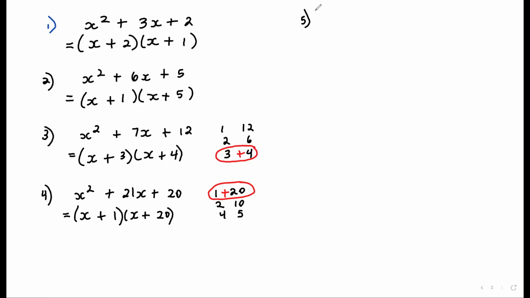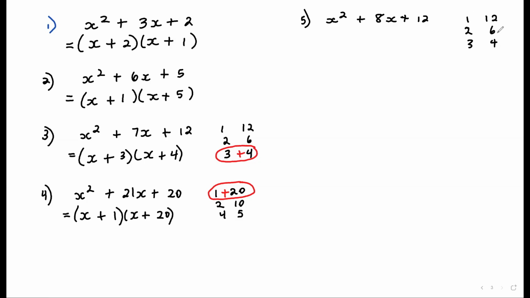Okay, right. So let's say we have x squared plus 8x plus 12, Soraya. What are the factors of 12? Factors of 12 would be 1 and 12, 2 and 6, 3 and 4.